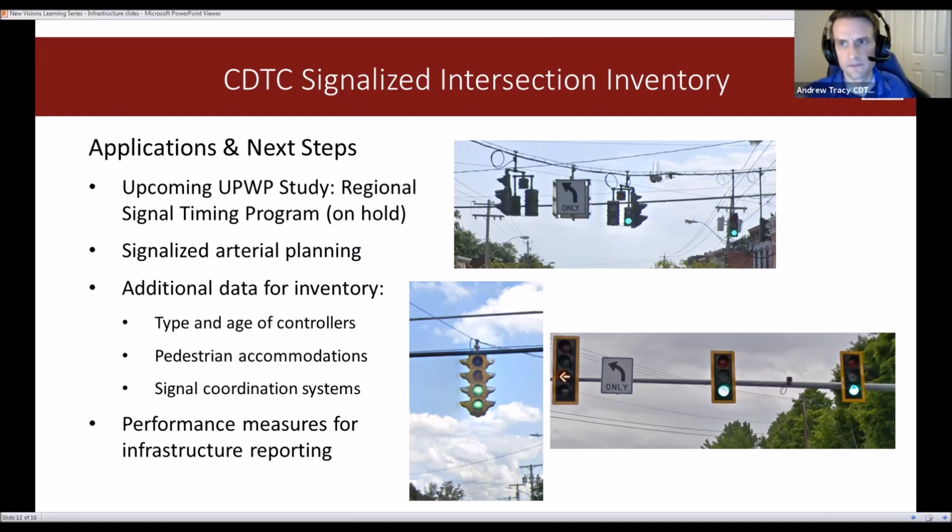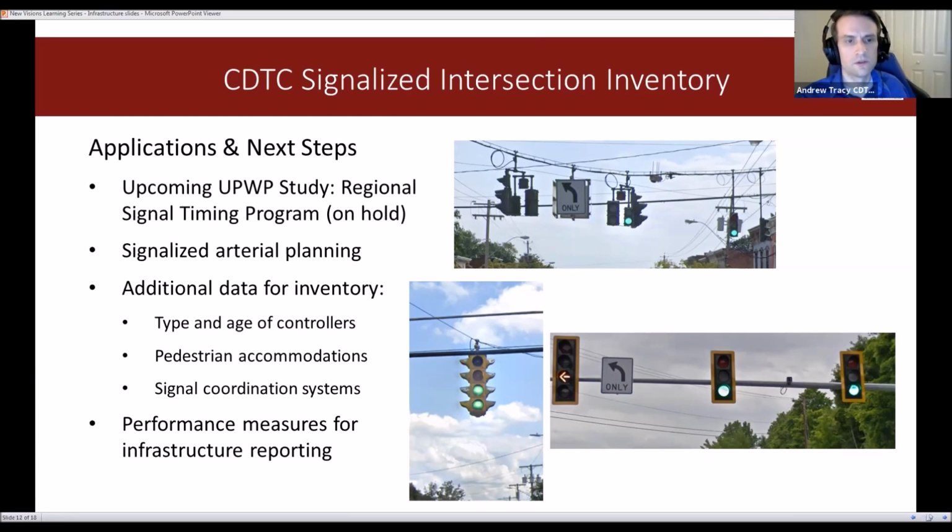Traffic patterns are very different today, and we don't want to retime the region's signals to the COVID pattern necessarily, as traffic is continuing to shift and fluctuate. But we also hope to use the signalized intersection inventory for future planning for our region's signalized arterials. Hopefully we can get some TIP projects in the pipeline to upgrade a lot of the signal equipment on these corridors and install smarter traffic signal control systems, such as demand responsive or adaptive traffic signal control systems where they're needed.